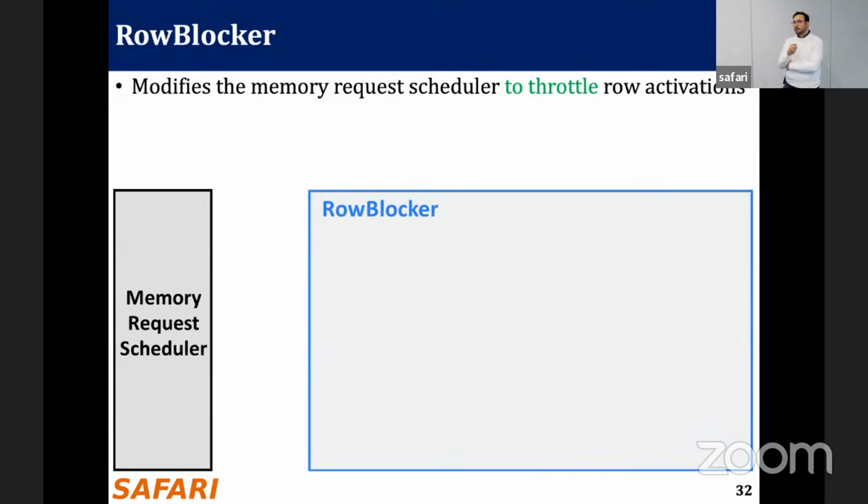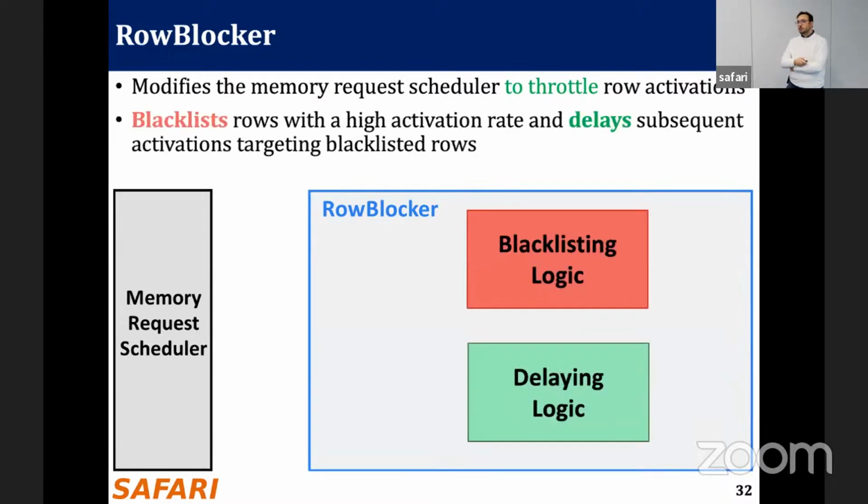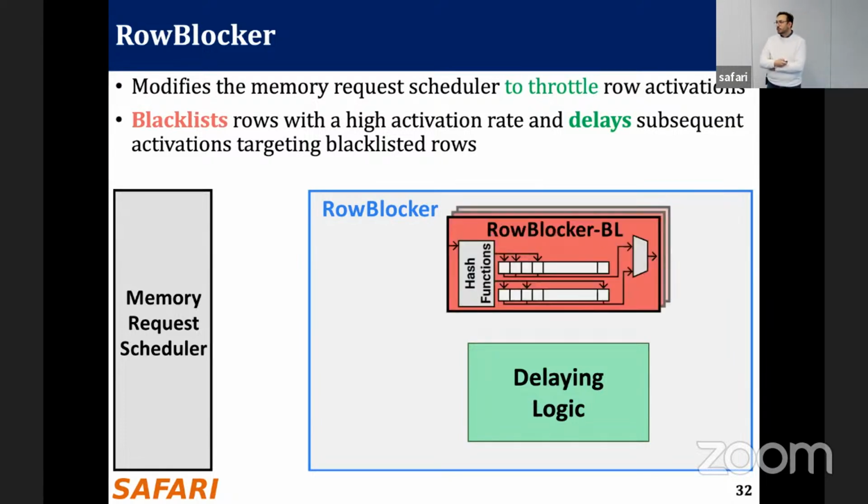Here's a little bit more detail about the implementation or design details of the RowBlocker component. It modifies the memory request scheduler to throttle row activations. It has two main components. The first one is blacklisting logic. The other one is delaying logic. So it blacklists rows with a high activation rate and delays subsequent activations targeting the blacklisted rows.